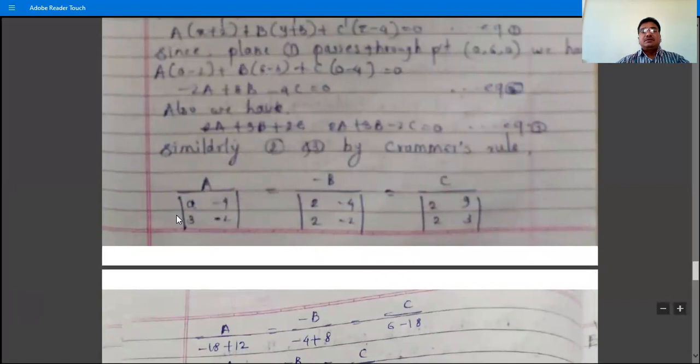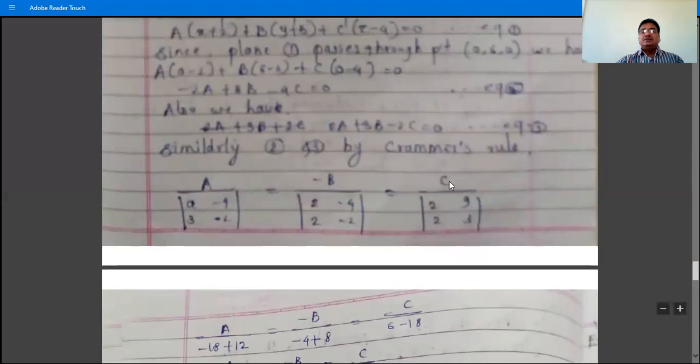Second row. First row is what? First row is 9 minus 4. And the second row is 3 minus 2. The coefficient of B and coefficient of C. Minus B divided by minus 2 minus 4. Plus 2 minus 4. Okay. And then 2 minus 2.